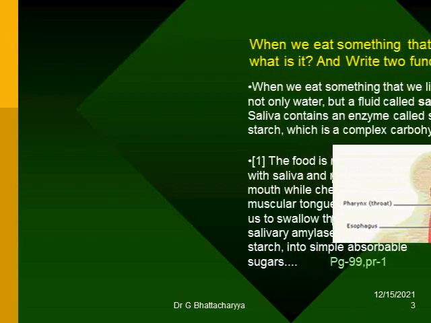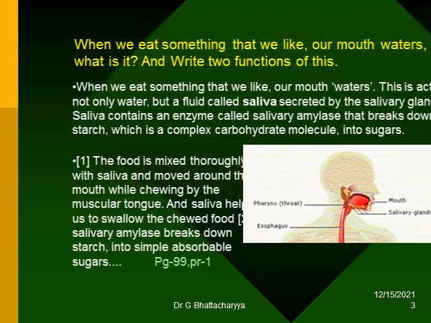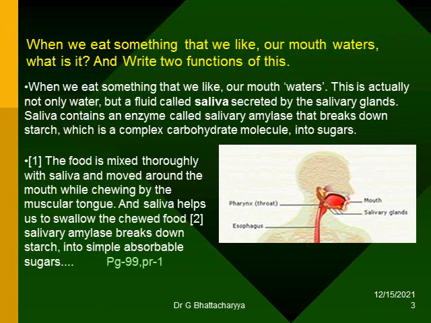When we eat something that we like, our mouth waters. What is it? And write two functions of this. This is actually not only water, but a fluid called saliva, secreted by the salivary glands. Saliva contains an enzyme called salivary amylase that breaks down starch, which is a complex carbohydrate molecule, into sugars.